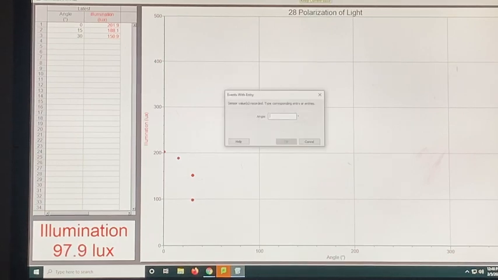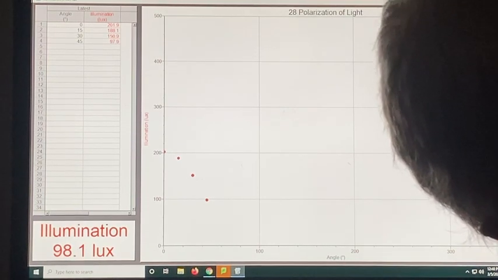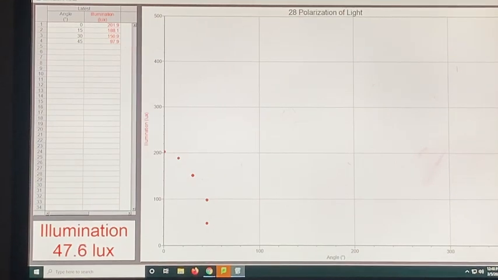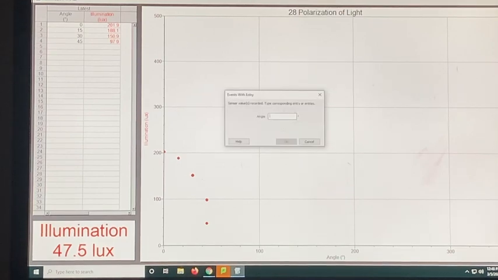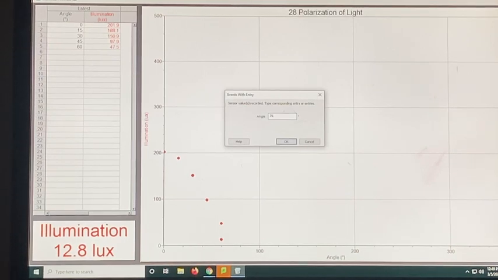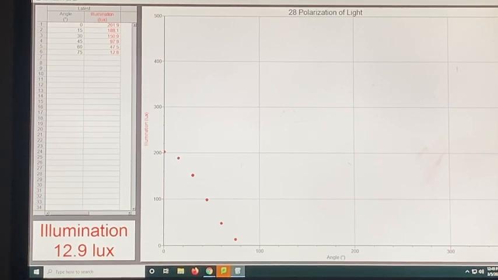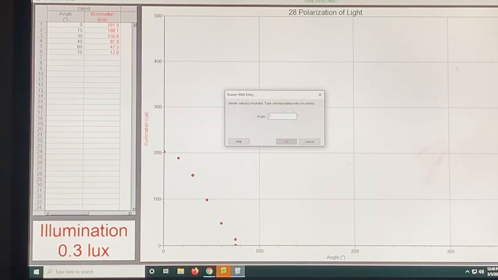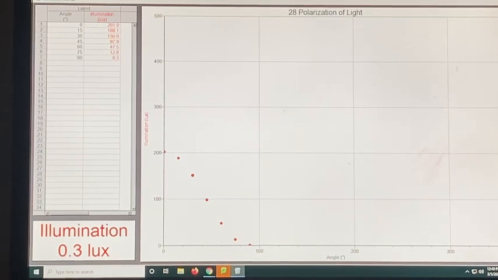45. And 60. Then 75. Then 90. At 90, when they're both perpendicular to each other, the light basically goes down to 0. Now I'll keep going.